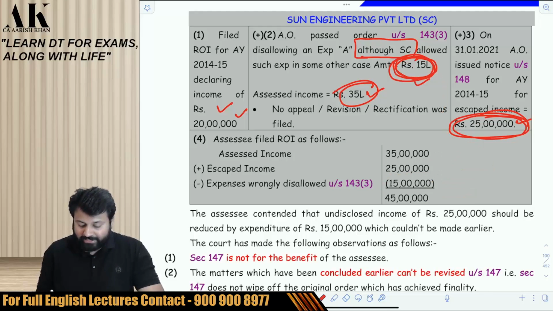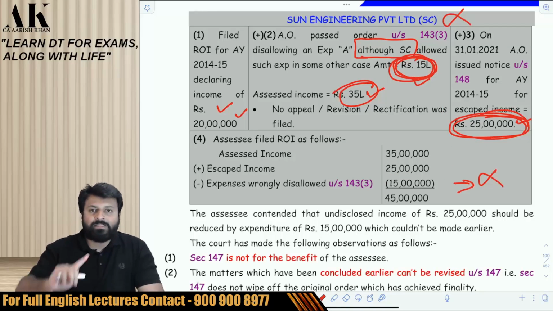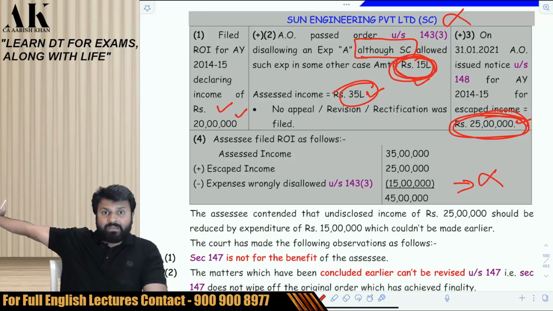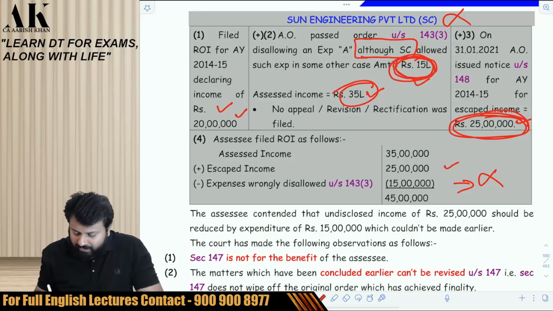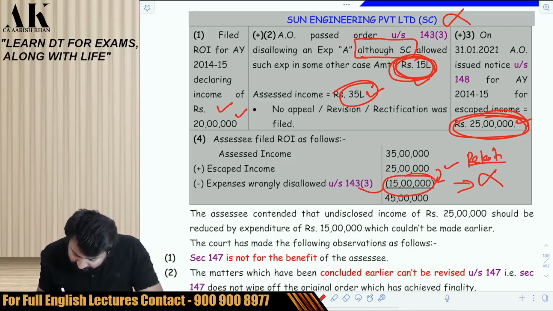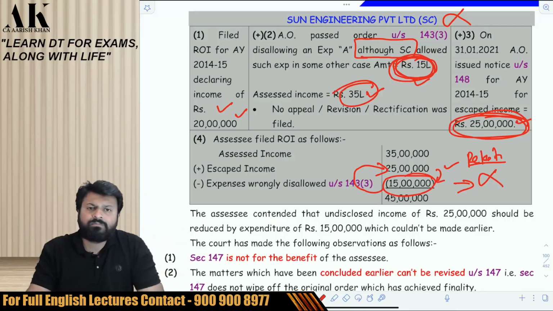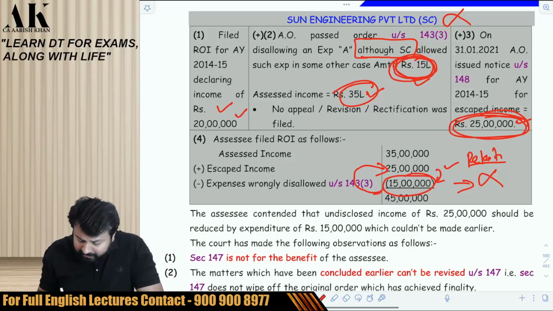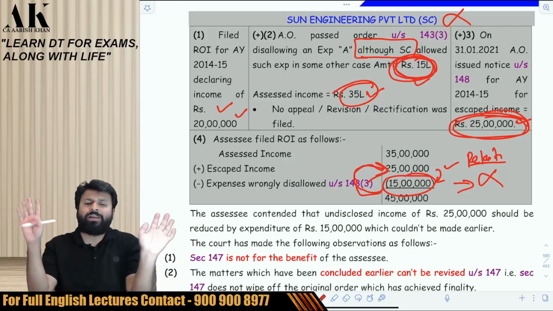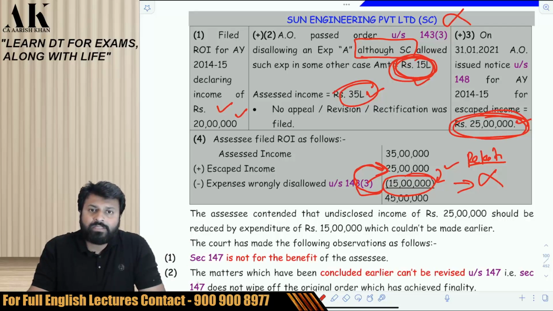So the question is, will I be allowed this deduction? The Supreme Court held in the case of Sun Engineering Limited that this will not be allowed. The expenditure which was allowed earlier cannot be knocked off against your escaped income unless both of them have some kind of relationship. If this expenditure is related to this income, then it can be allowed. But if this expenditure has no relationship with this, then it cannot be allowed as a deduction.